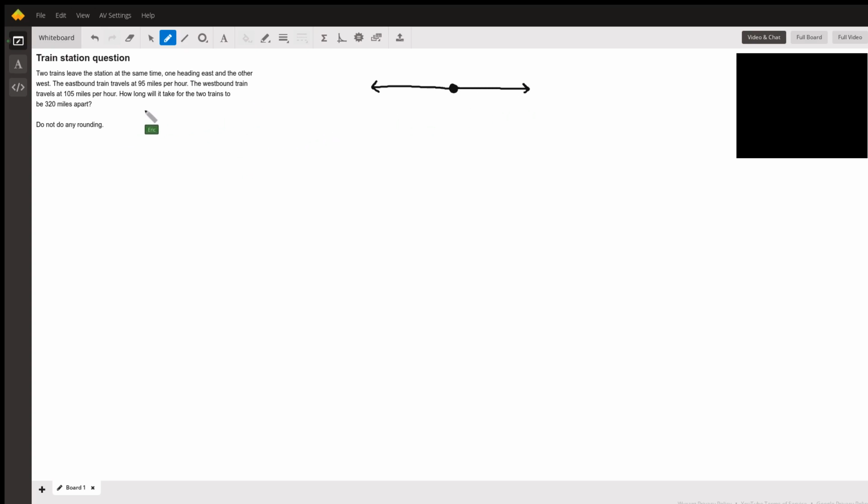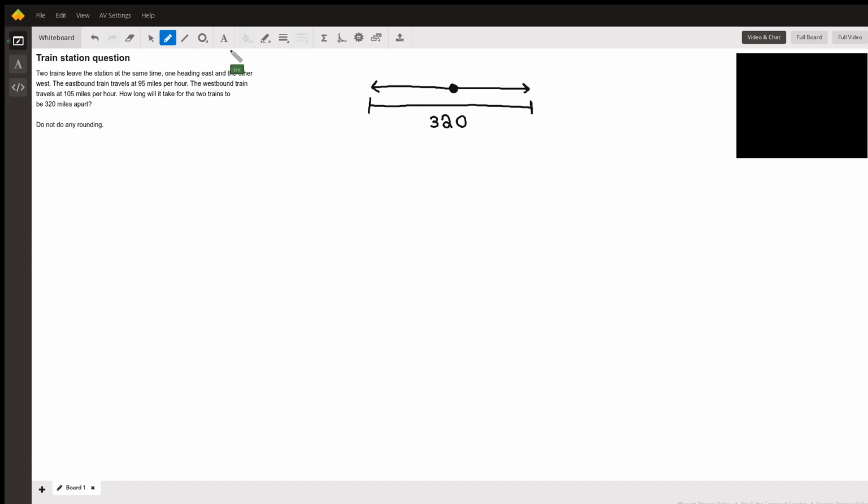And jumping a little bit to the end of the problem, we know that the trains end up 320 miles apart. So let's just draw little line segments on the end and call this 320. And the reason this is 320 is because we know that the eastbound train and the westbound train, when they travel a certain distance, are going to be 320 miles apart.